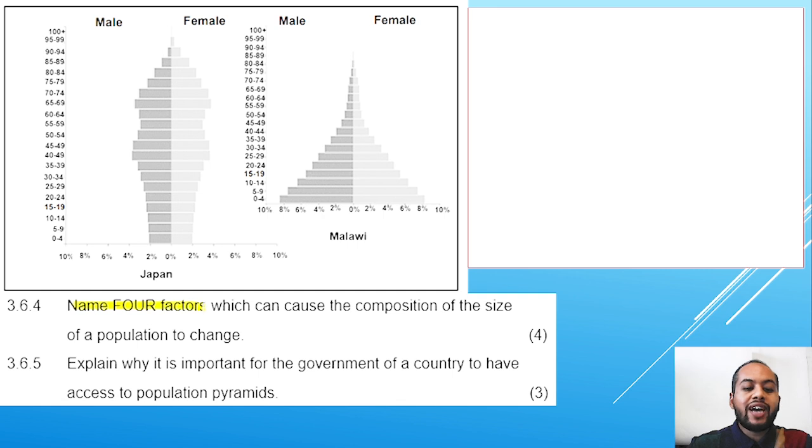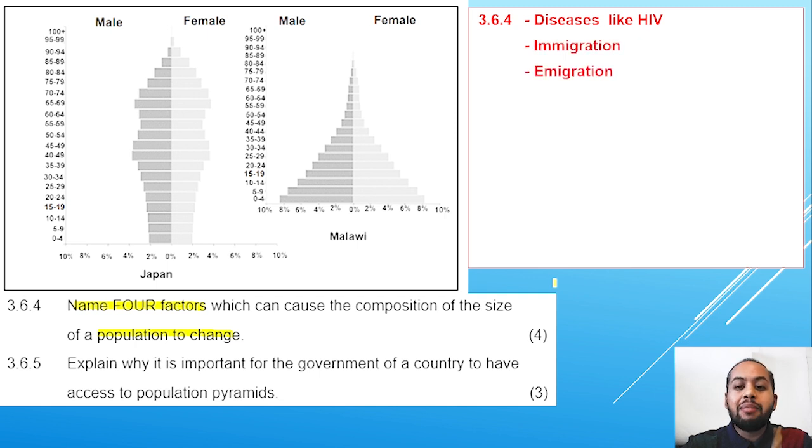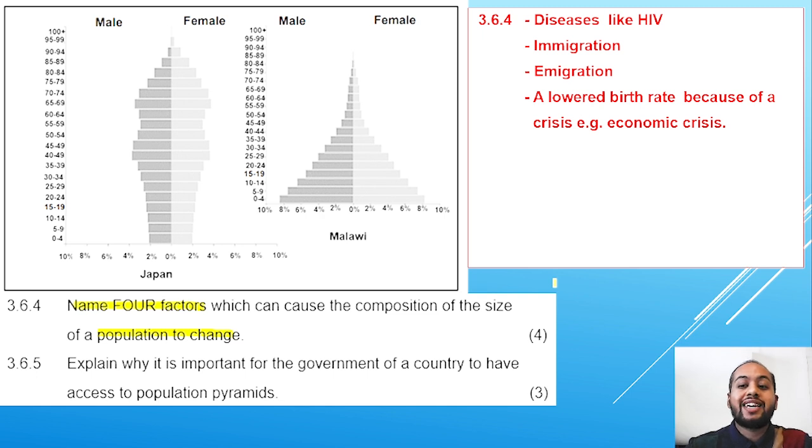3.6.4, name 4 factors which can cause the composition of the size of the population to change. Those are the 4 factors that we stated at the start of the video. So things like natality, mortality, immigration, or you could also state any density-dependent factor. So things like diseases like HIV, immigration, a lowered birth rate because of a crisis such as an economic crisis.